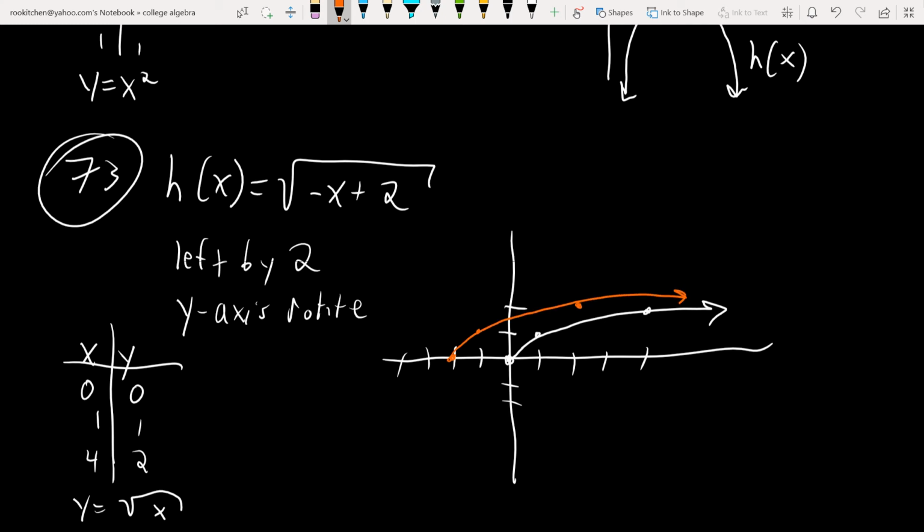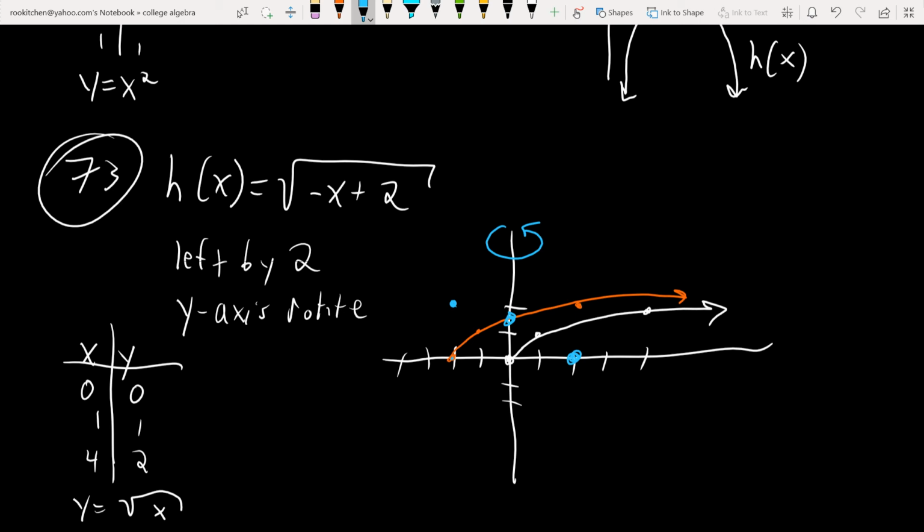Okay. And then I need to rotate it about the y-axis. So I'm doing like a circle around that. So this point at negative 2, 0 will be at 2, 0. This point will still be here. And this point at 2, 2 will now be at negative 2, 2. And then was that all my points? Yeah, I only had those 3.